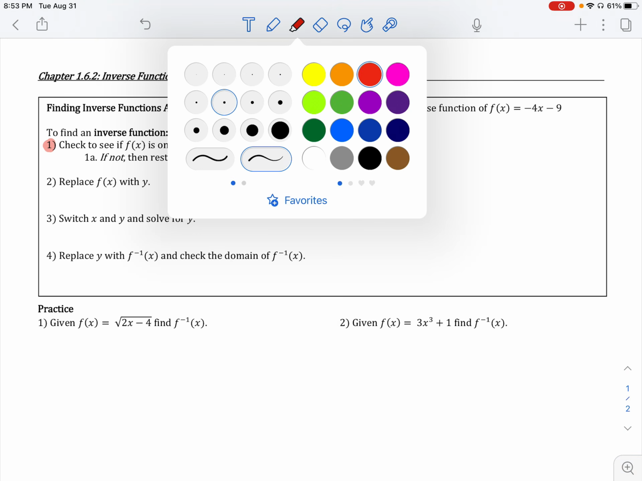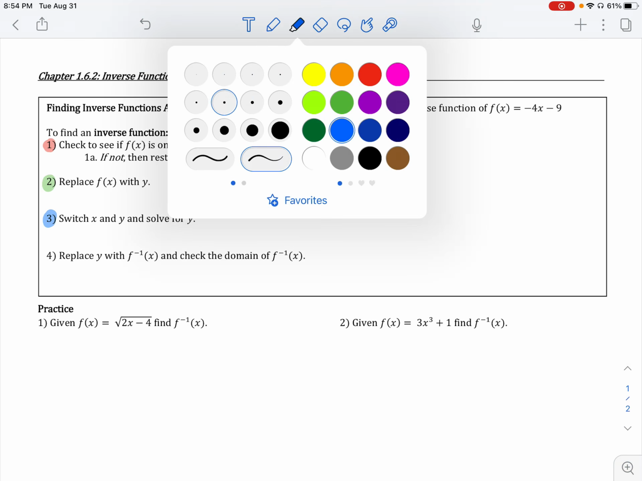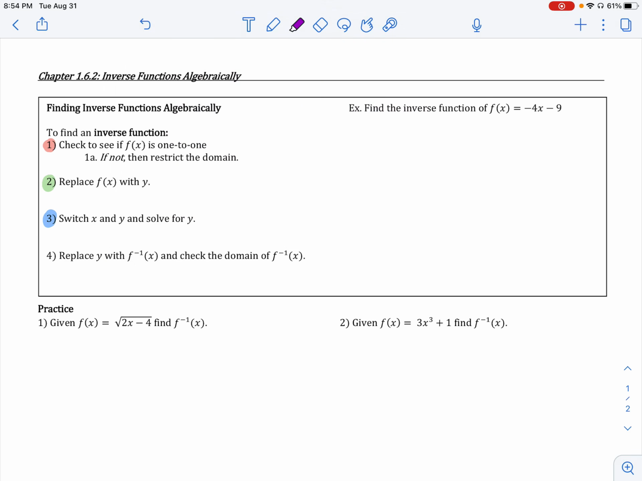Next, we would then want to replace all of our f of x's with y's. And this is more of a notation thing, but this will make our life a little bit easier later. And then we're going to switch all of our x's and our y's, and then we're going to solve for y. And as our final step, we're going to replace all of the y's with the correct notation for an inverse function, that is f inverse of x. And we'll need to check the domain as such. So let's go through these steps.